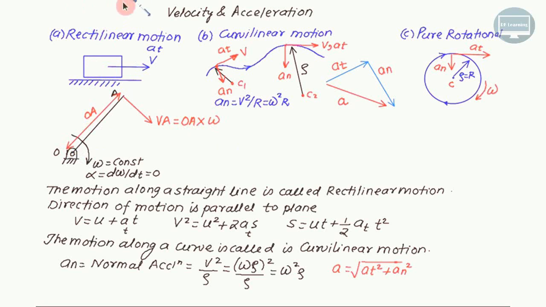What if the point is changed? That is, we take a different point B. So this time VB is equal to omega multiplied by OB. If I continue this way, then as I approach the lower point, my velocity vector is going to change, and finally becomes 0.